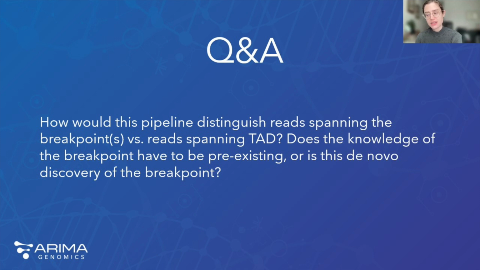This is definitely a field of ongoing research, like how do you make an algorithm identify and distinguish normal structures from a real breakpoint? But the pipeline does not need any prior knowledge. You can just run your Hi-C data. Most of the time it's correct. Sometimes it might have some false positive calls like TADs, but you can just run it and see what happens.